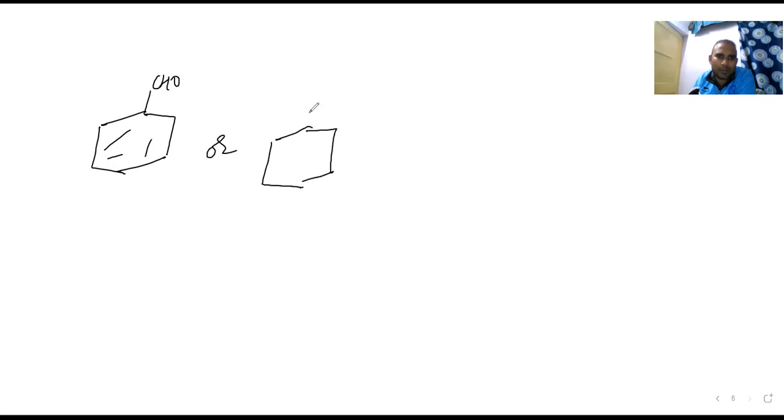Suppose I am having this compound, CHO, or you can also write the same compound in this form, with alternate single double bonds. C double bond O, here is H. So this is known as benzaldehyde. This is the name, right? Benzaldehyde. This name is already given. There is no rule for this one.